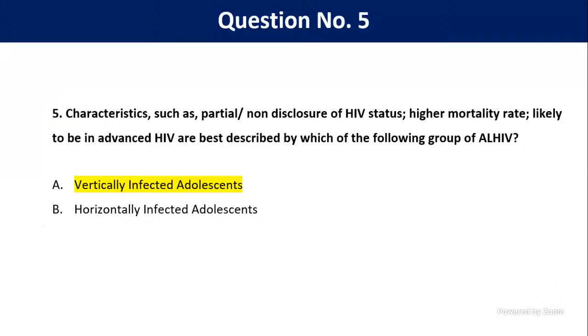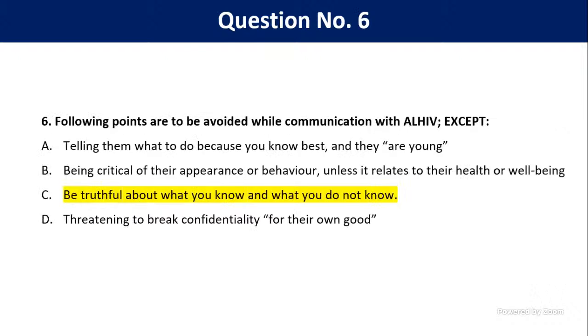What characteristics such as partial or non-disclosure of HIV status, higher mortality rate, likely to be in advanced HIV, are best described by which group of the ALHIV? All these characteristics are likely to be in the vertically infected adolescents. The last question: the following points are to be avoided while communicating with the adolescent living with HIV, except which point? Be truthful about what you know and what you do not know. So except for the other three, one has to be truthful about what you know and what you do not know.